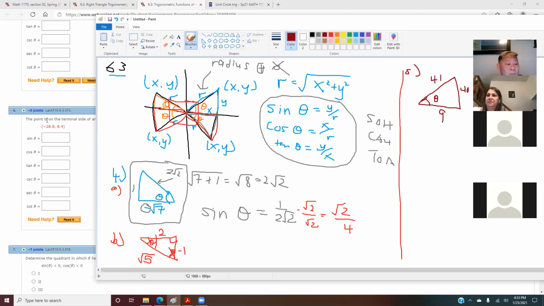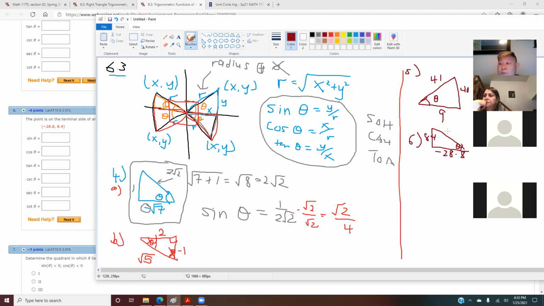Amila, Henry? Is it 2? Yep, this is quadrant 2. So quadrant 2 is that orange one, so it looks something like this. And negative 28.8 is your x, so this is here. And then what? 8.4 is your y.